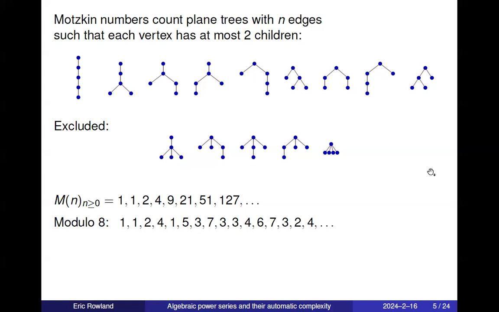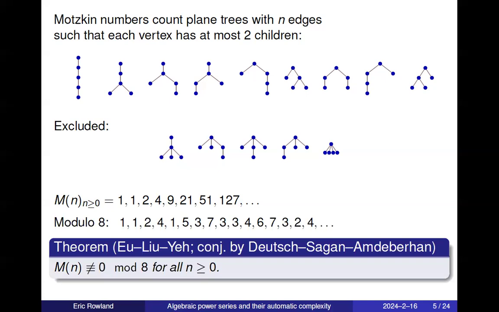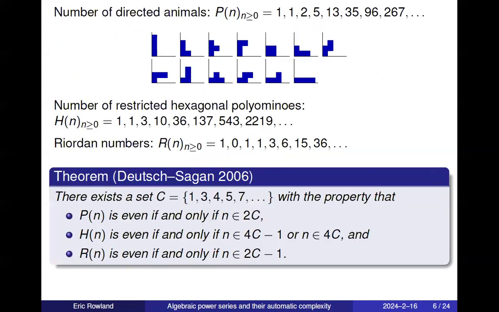So here's the Motzkin number sequence modulo 8. And there's a theorem, well, it was originally conjectured by Emeric Deutsch and Bruce Sagan and Tewodros M. de Berhan that no Motzkin number is congruent to 0 mod 8. And this was proved by the same authors who worked on the Catalan numbers, I think in the same paper. So again, this was 2008. And the Deutsch-Sagan paper was 2006. So, this period from 2006 to 2010, 3 papers appeared about these combinatorial sequences modulo prime powers.